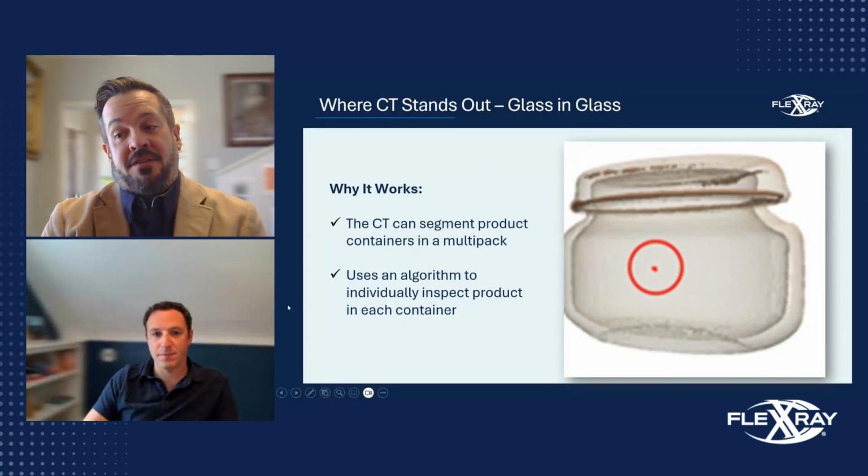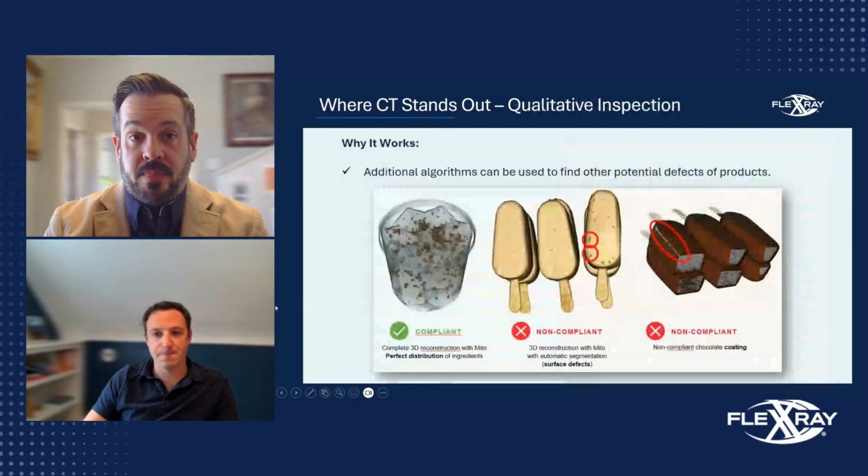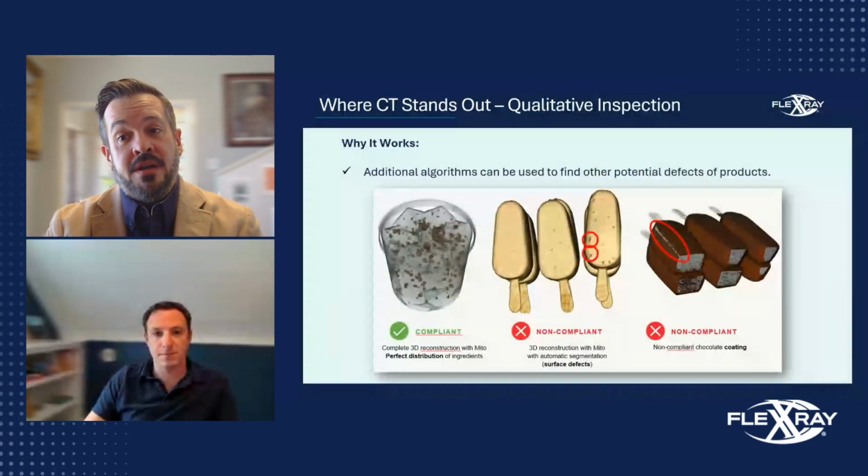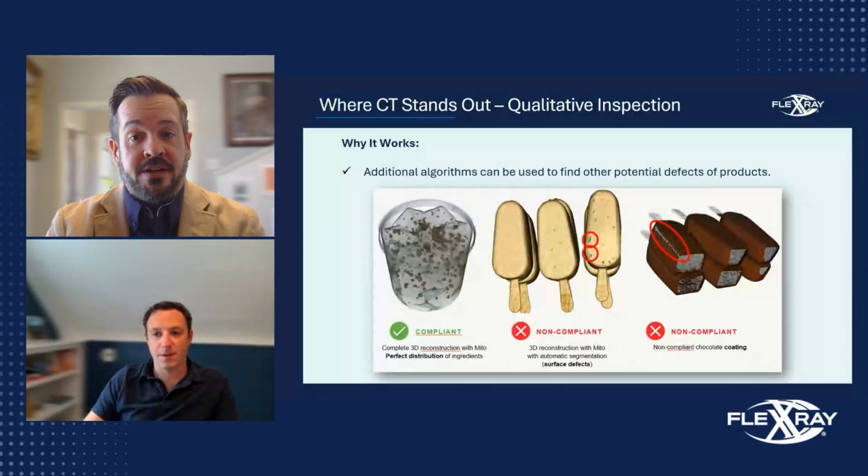And lastly, Mike, if you don't mind, we'll go to the next slide. We can also do qualitative inspection with CT. So these examples are from the ice cream industry. We can ensure that there is distribution of ingredients properly throughout the product matrix.